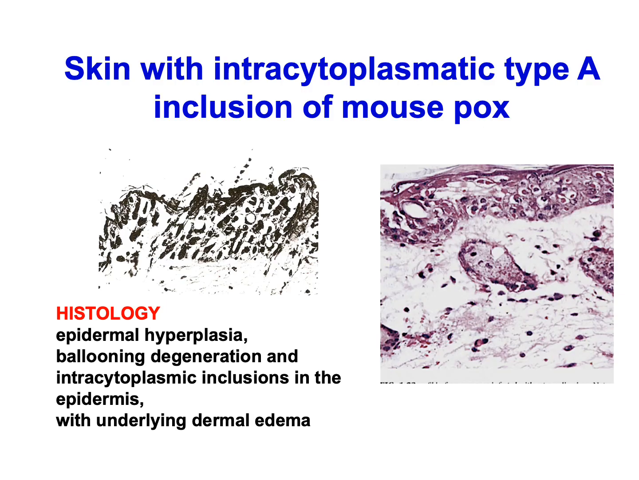And here you can see a picture of skin with intracytoplasmic type A inclusion of mousepox, because the type B cannot be easily seen. This type A, the Marshall body, is well demarcated and acidophilic in standard histological picture. In the left side, you see epidermal hyperplasia and a very typical ballooning degeneration and intracytoplasmic inclusions in the epidermis with underlying dermal edema. On the right side, you can see in color version.